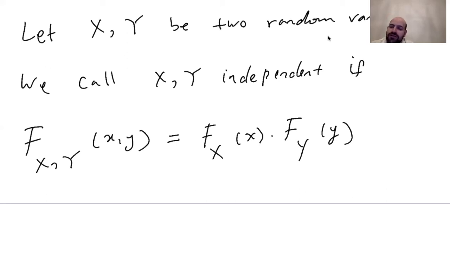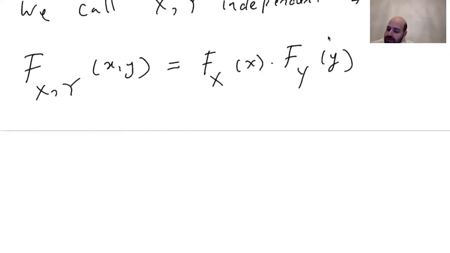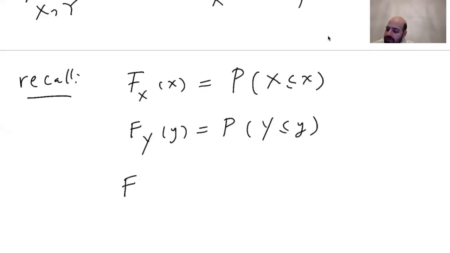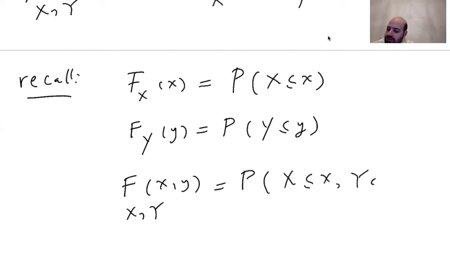Now, these capital F's are CDFs, or cumulative distribution functions. Let me remind you, recall that capital F_X of x means the CDF of random variable X, which is the probability that X is less than or equal to x. Capital F_Y of y means the probability that Y is less than or equal to y. And capital F of x and y, the joint CDF, is the probability that X is less than or equal to x and Y is less than or equal to y.